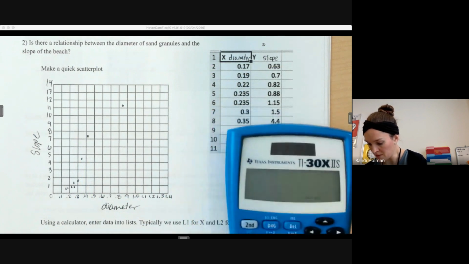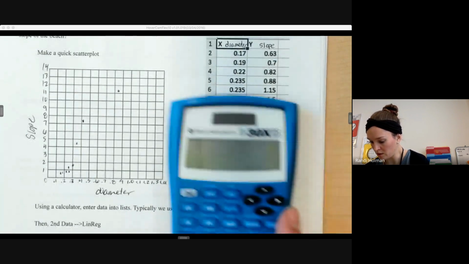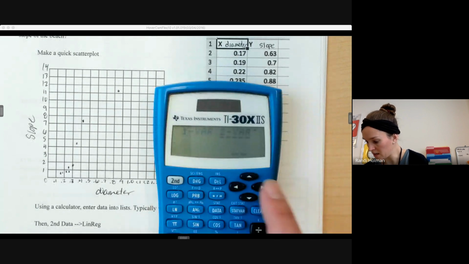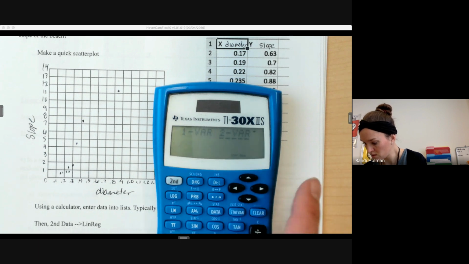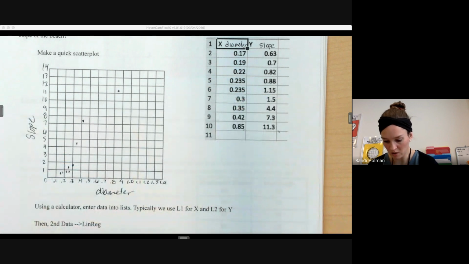Okay, and we are going to do second data. One second here. Let me get the correct button here.